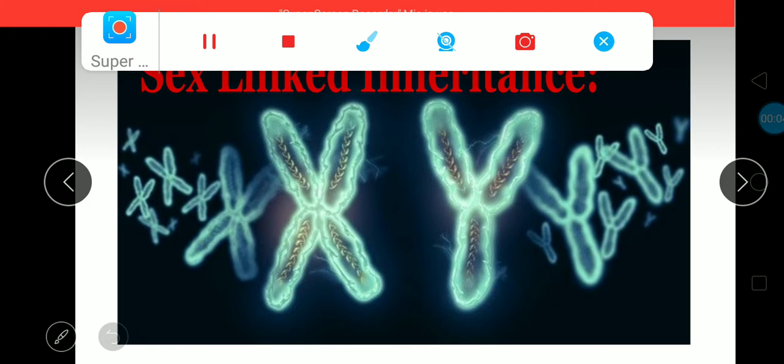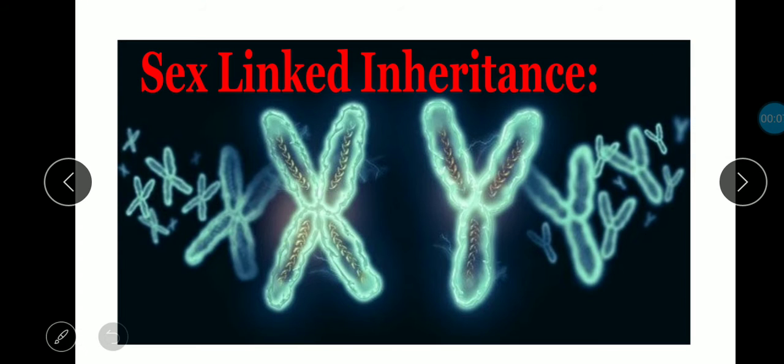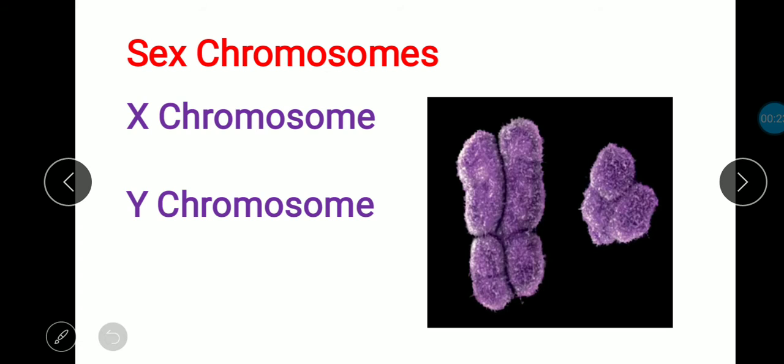Our next point is sex-linked inheritance. In this chapter, the various types of sex-linked inheritance are presented. Sex-linked means the genes which are linked with the sex chromosomes, and the sex chromosomes are X and Y.